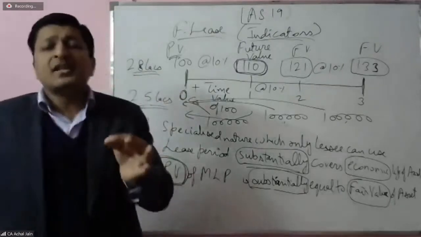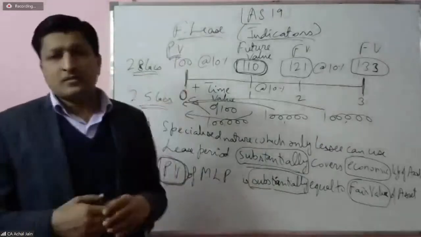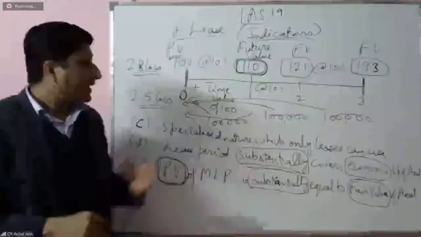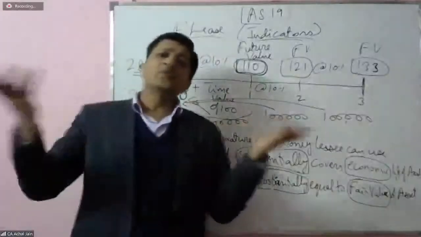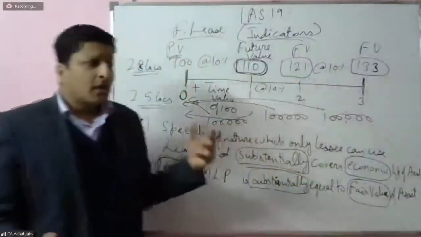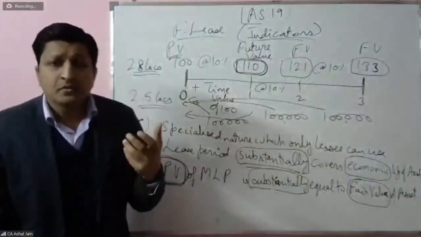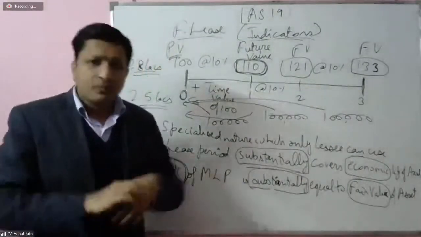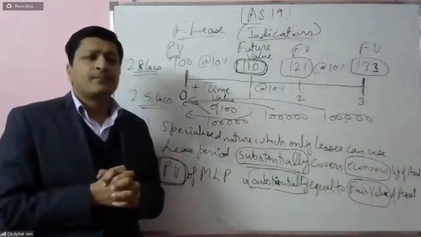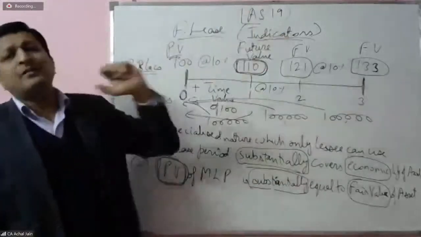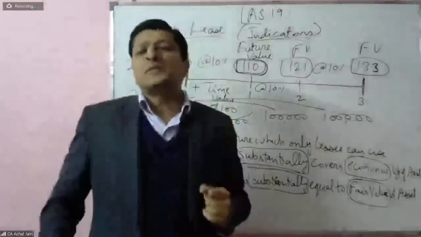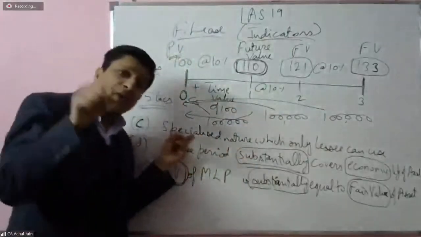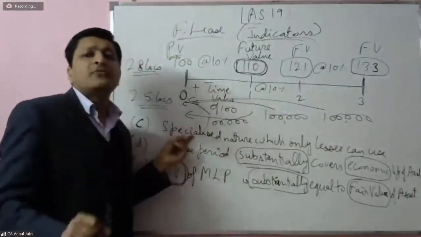Indicator C says if the asset is of specialized nature. It means the asset is of such a nature which only the lessee can use. Now, a laptop can be used by various parties. But let's talk about locomotives. Only the lessee can use this. Nobody else will find it usable. If the lessor goes out to anybody, it will be of no use to that person. So that's why if the arrangement is for such a type of asset, it will become a finance lease.